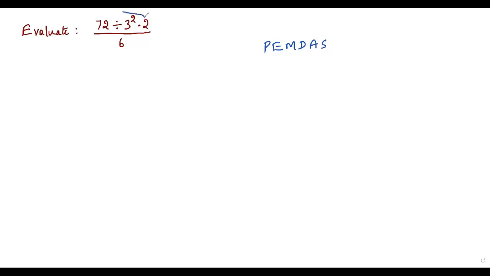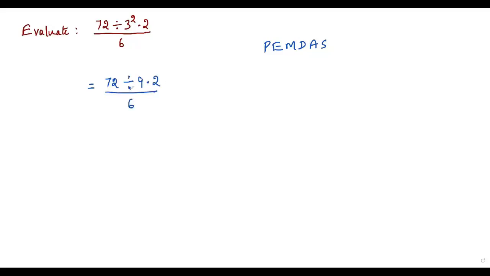So here in the expression in the numerator, we have exponent 2. That is, we have to evaluate this 3 square first. Okay, let me do it. 72 divided by 3 square. According to PEMDAS, after parenthesis we have exponent, so I am evaluating the stuff with exponent, that is 3 square, and then we have multiplication, division. The evaluation of this 3 square is 9, so 72 divided by 9 times 2 over 6.